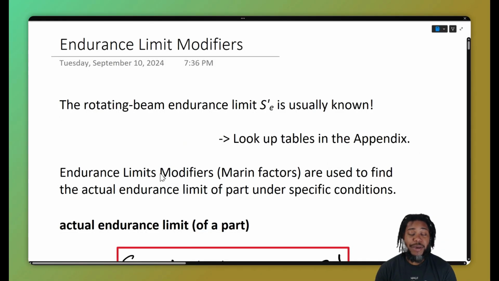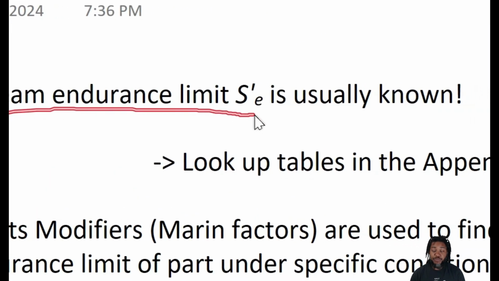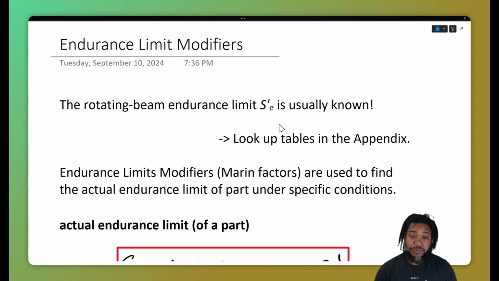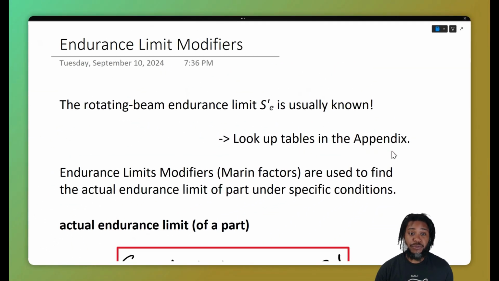Today we're going to learn about endurance limit modifiers. Now the rotating beam endurance limit, Se prime, is usually known. In fact, most often it's either given to us in a problem statement or we're told the material we're studying and we can look it up in the appendix, look it up in tables.